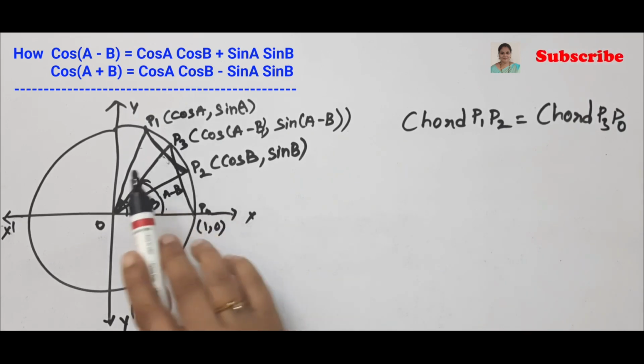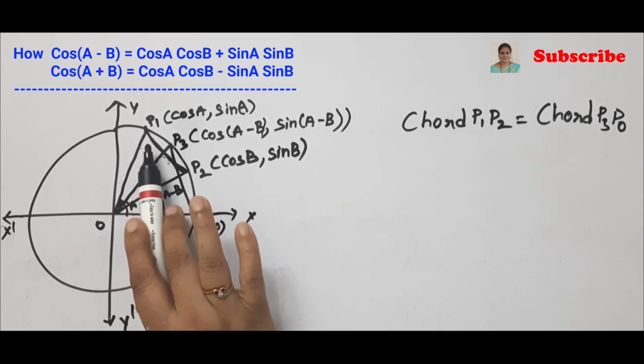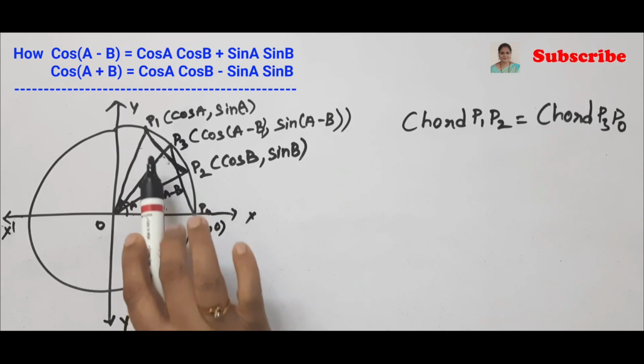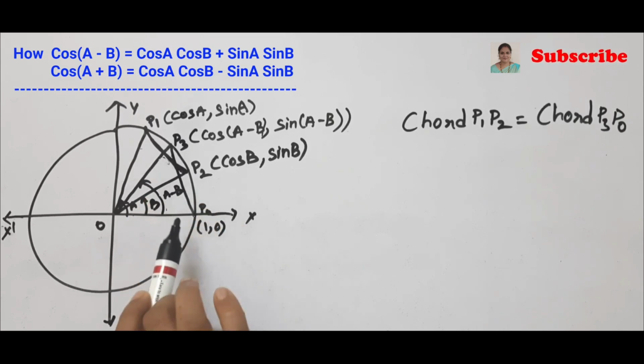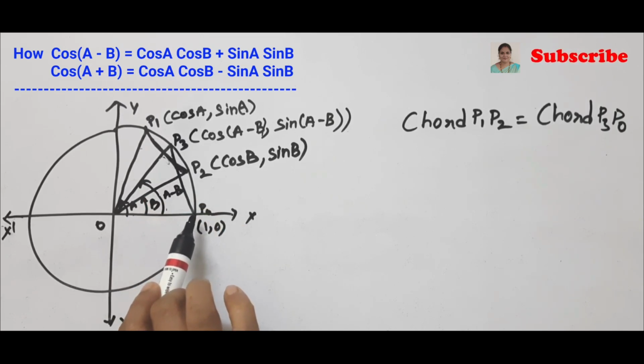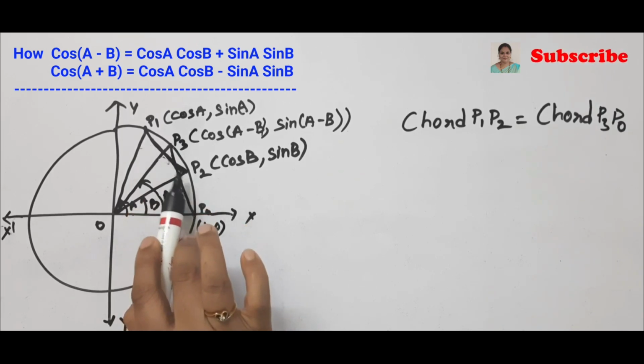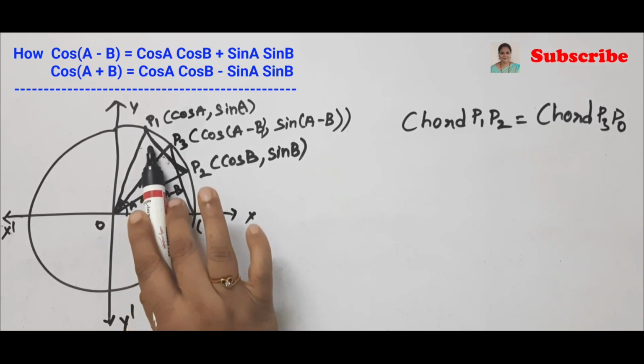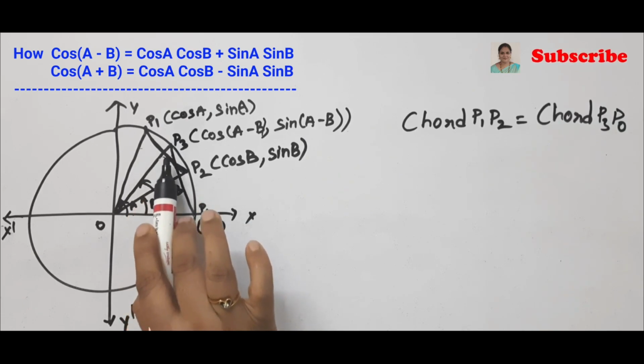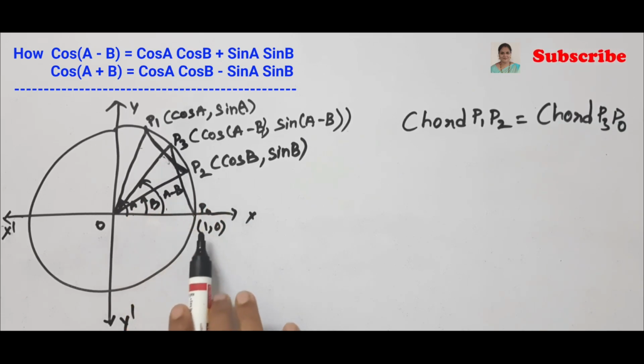That is, it is nothing but the distance of P1 and P2 is equal to the distance of P3 and P0, is it not? The distance between P1 and P2, the length of this line segment, is the same as the distance between P3 and P0.